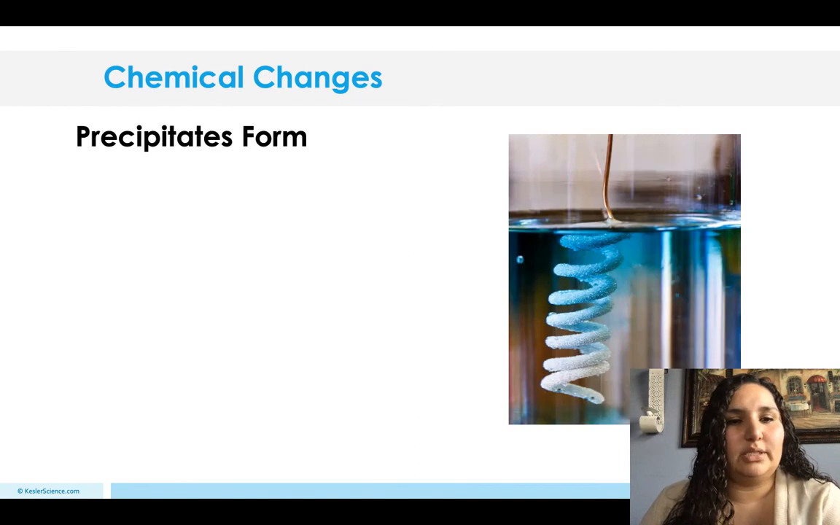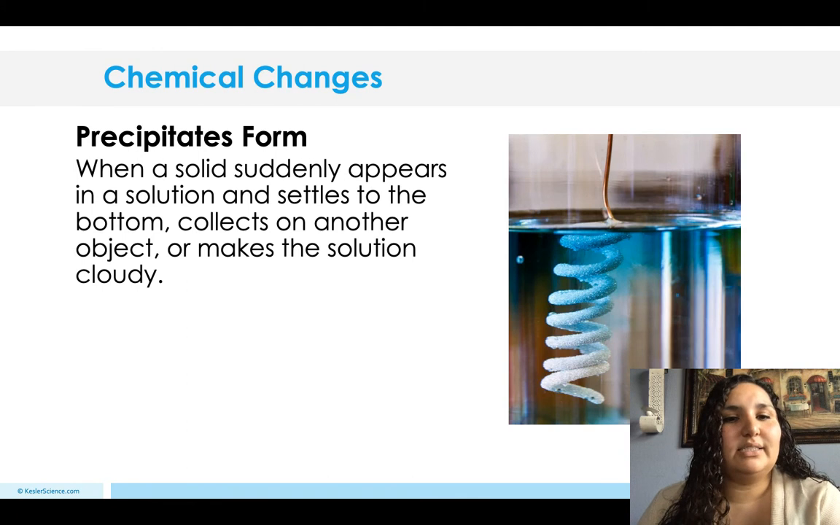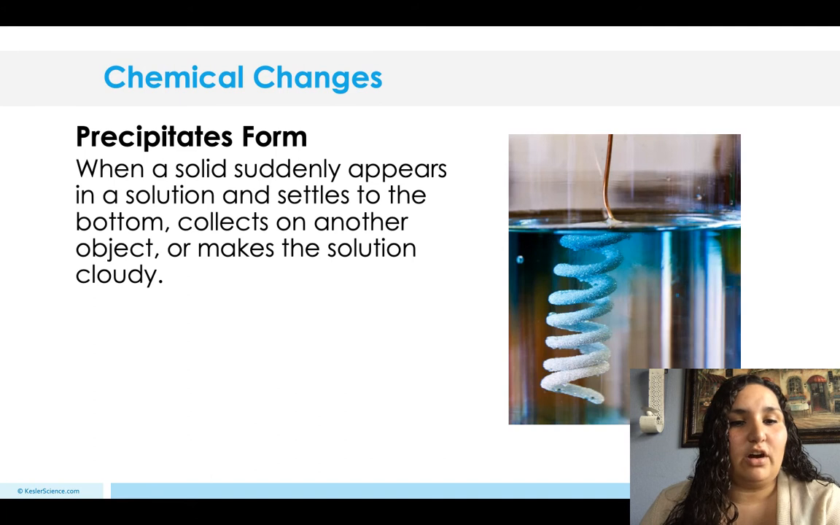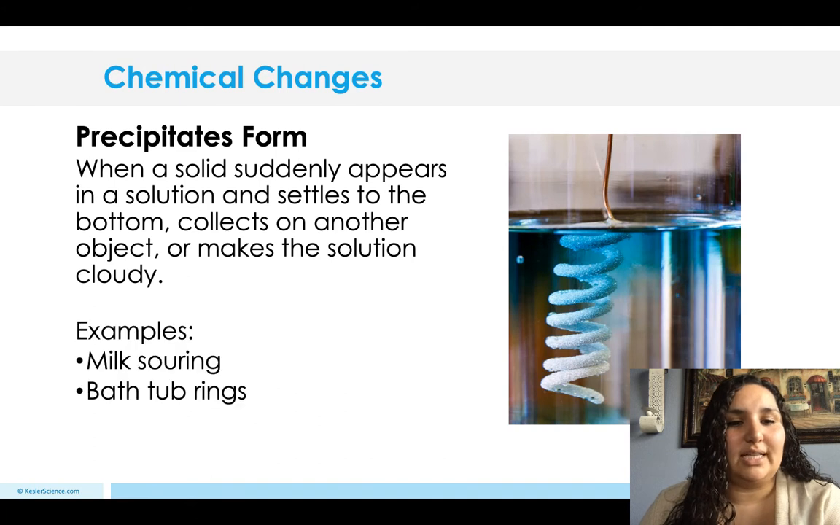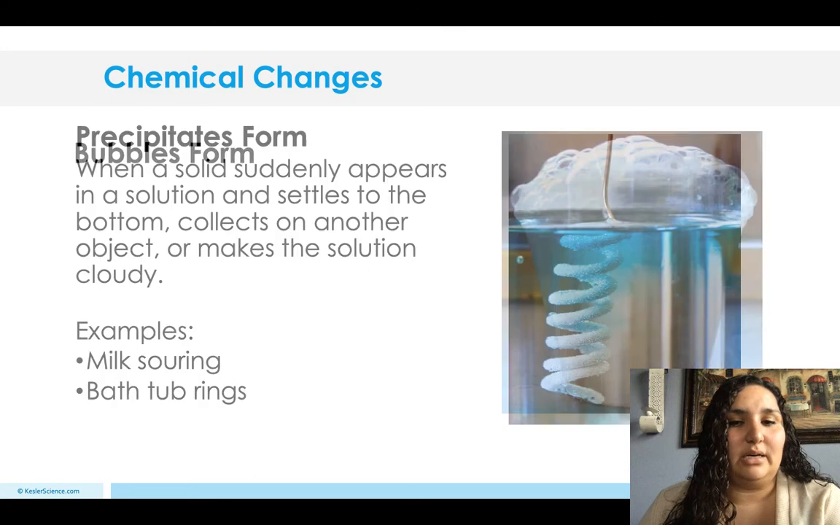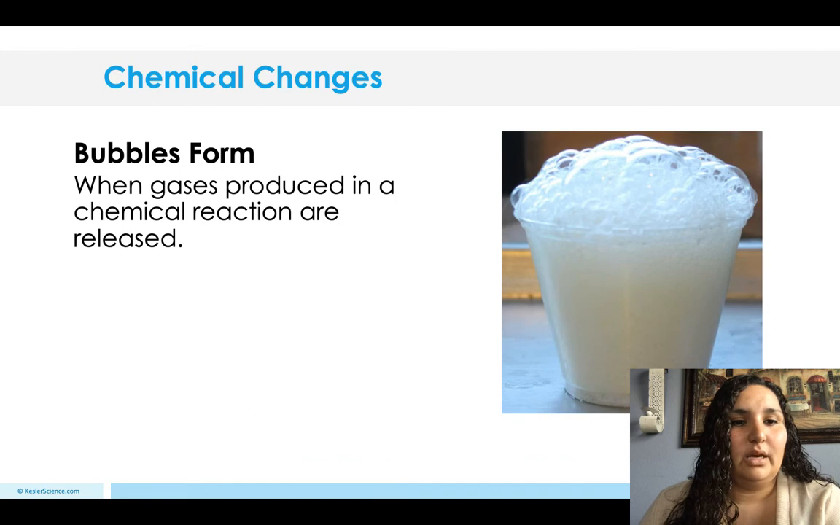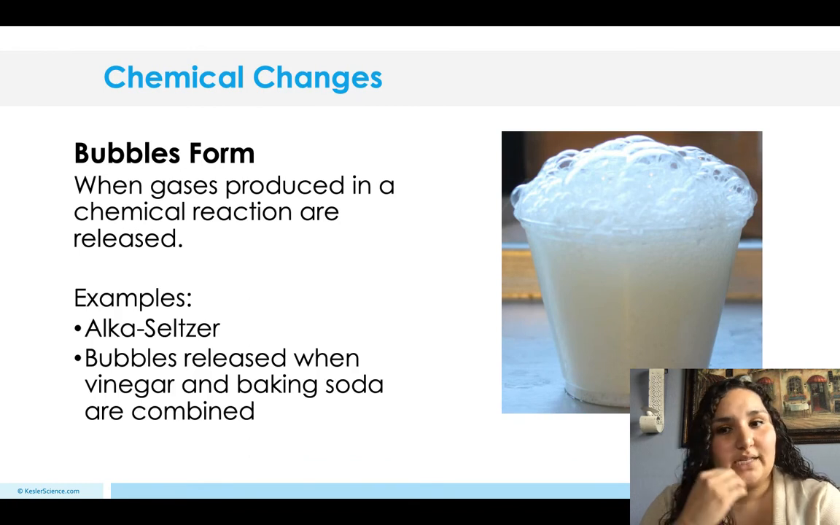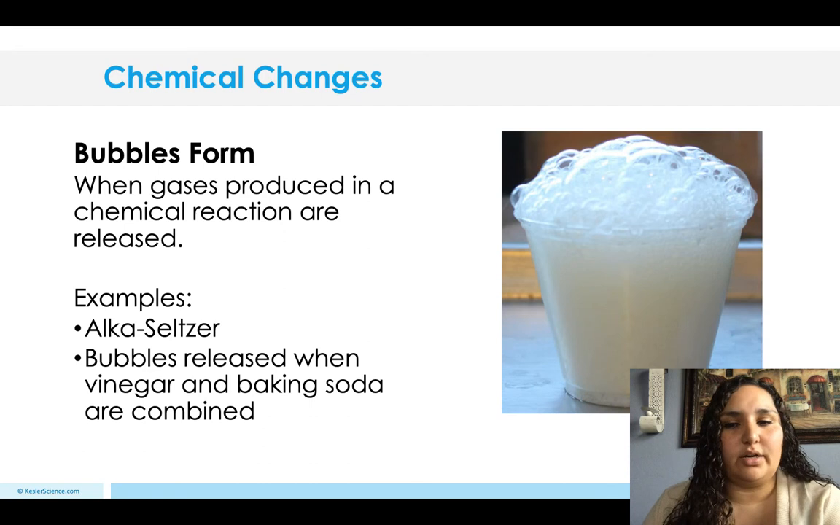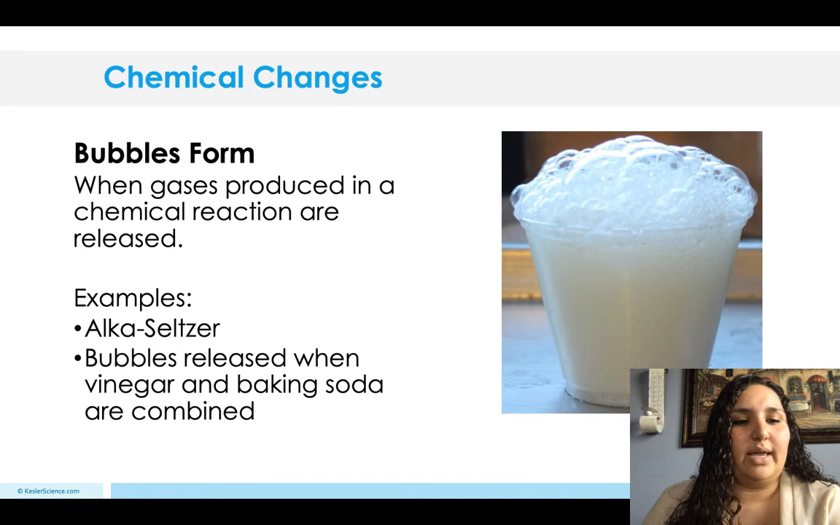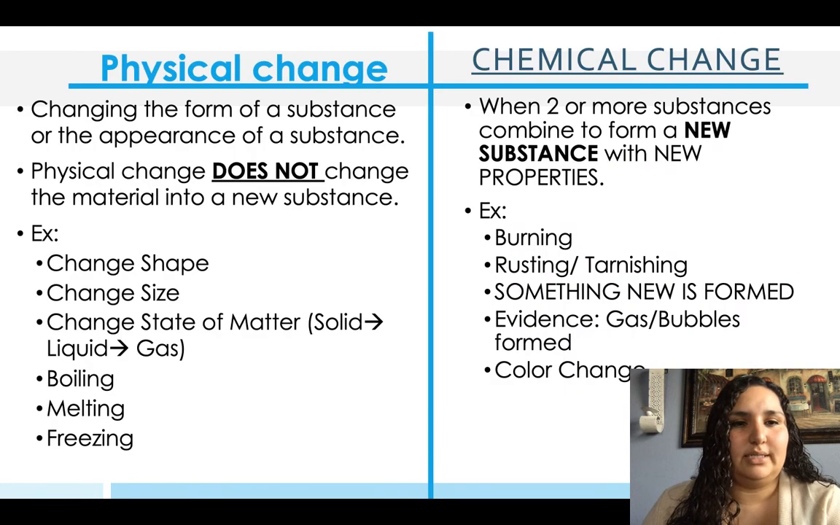A precipitate is formed when a solid suddenly appears in a solution and settles to the bottom, collects on another object, or makes the solution cloudy. Examples, milk souring or the bathtub rings. Bubbles form when gases produced in a chemical reaction are released. Examples are Alka-Seltzer. When you put the Alka-Seltzer into the water, they tend to fizz and you see bubbles. Or bubbles released when vinegar and baking soda are combined.